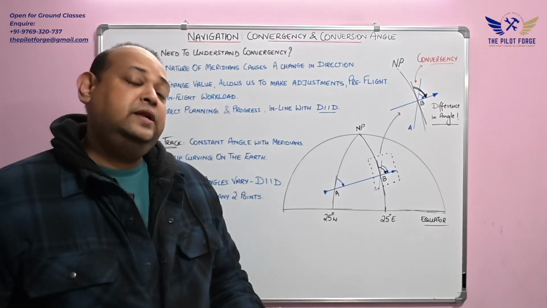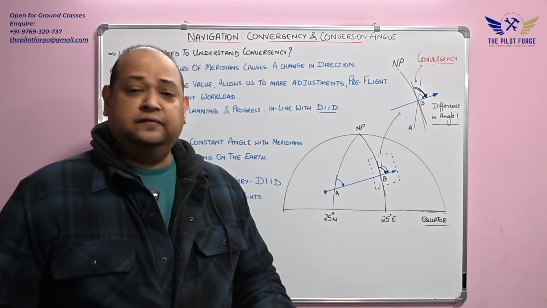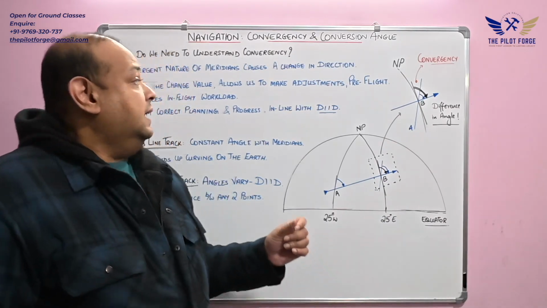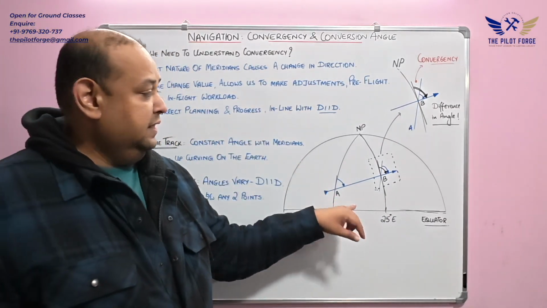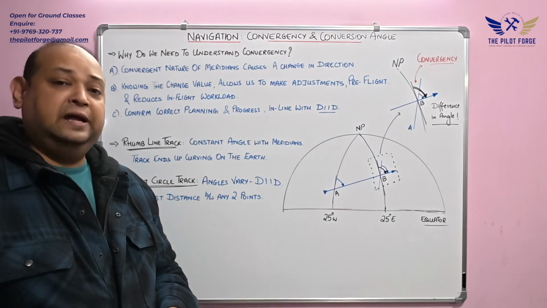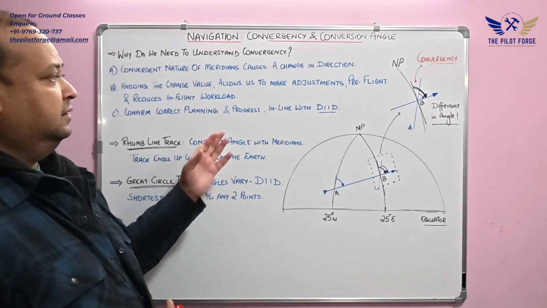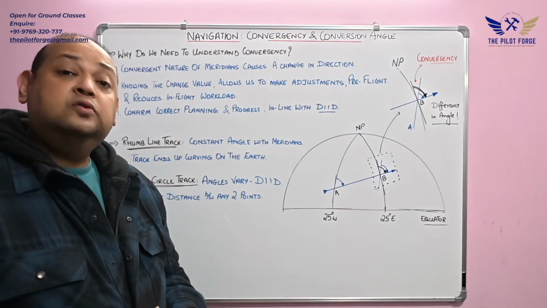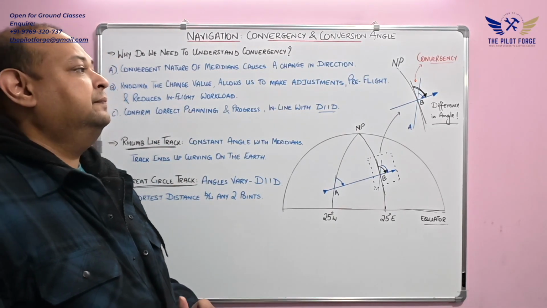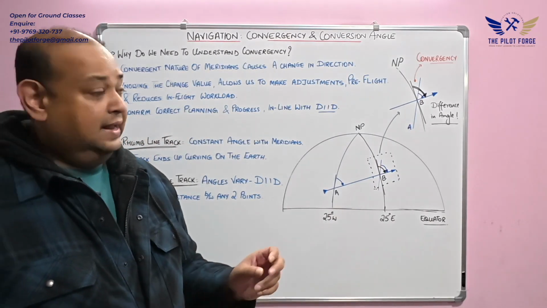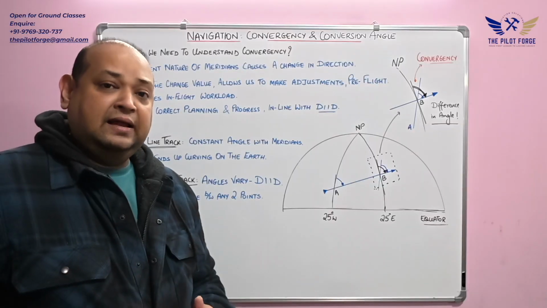So why do we need to understand convergency? It's very simple. We are in the pre-flight planning section, and the convergent nature of meridians causes a change in direction. Understanding the value of change will help us to plan better, make adjustments during pre-flight, and therefore help us reduce the in-flight workload. This will also help us confirm correct planning and progress in line with DIID.